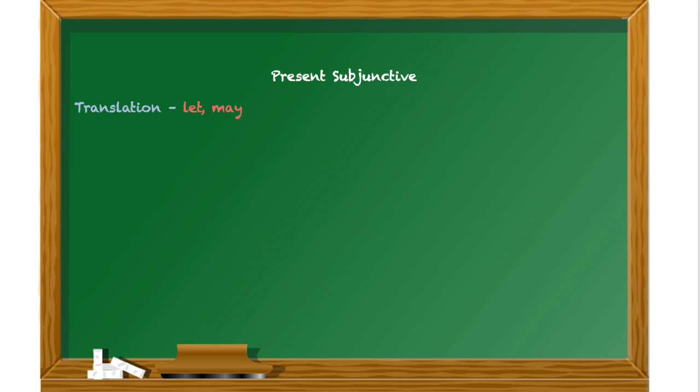So when it comes to actually working with the subjunctive, we'll start off with the first tense in the subjunctive mood, which is present subjunctive. And present subjunctive is translated into English as let or may. Let us go to the movies. I may read a book. Things like that.